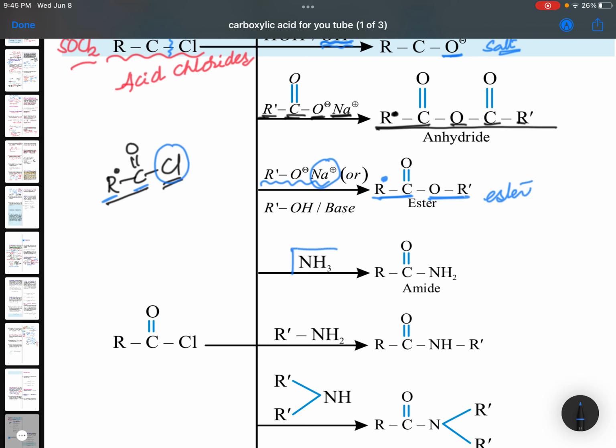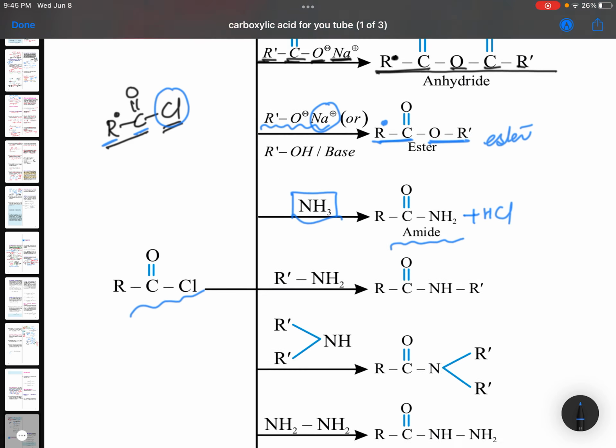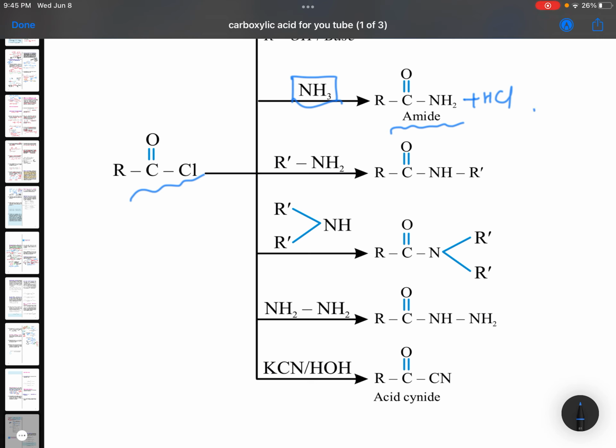Then ammonia. Ammonia is a base. It is an acid chloride. So, definitely a salt type of compound is formed. From your hydrogen, from your chlorine is out. HCl is out. And you are getting your amide. This is amide.